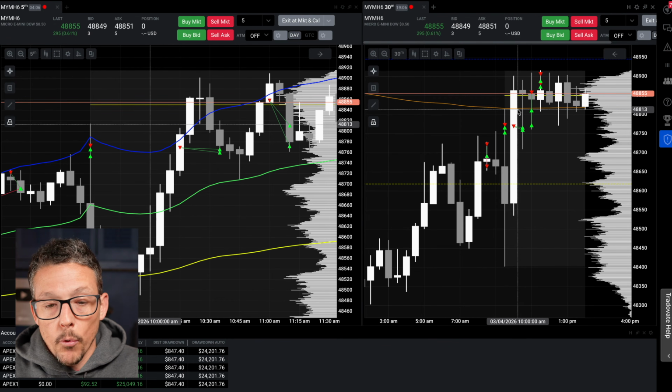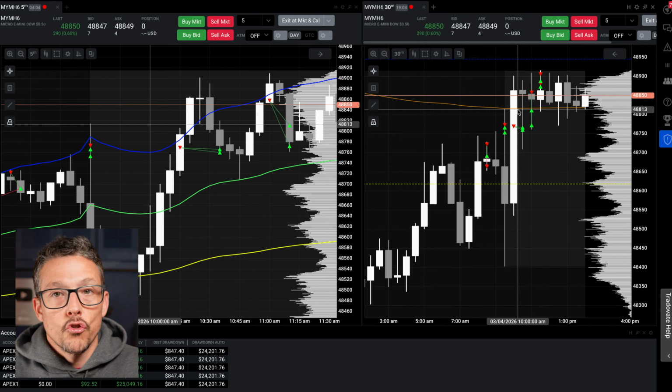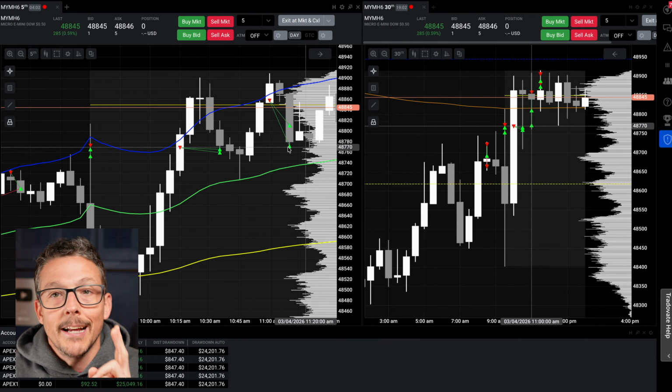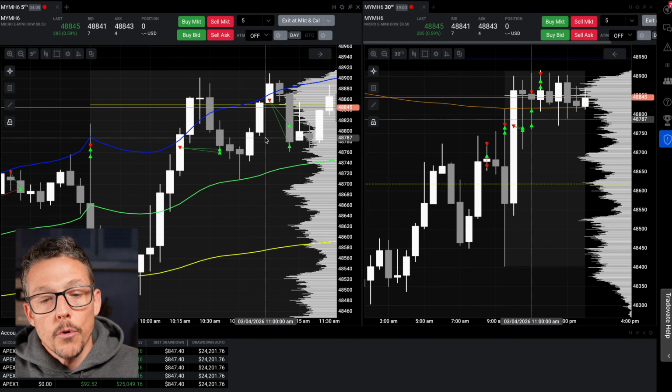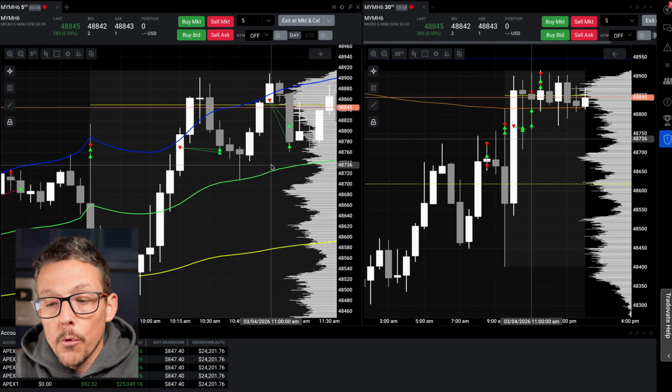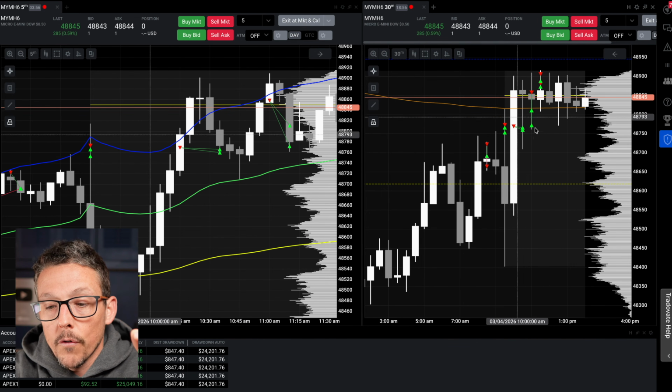I had 150 points. This was within my drawdown. I was able to do it. I entered with 2 contracts, not my usual 3. And the reason I didn't go in with my usual 3 was the confluence over here.